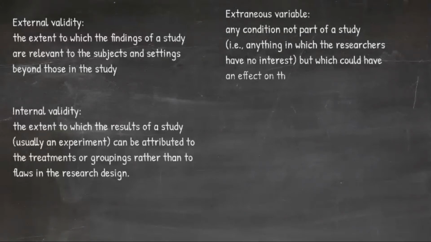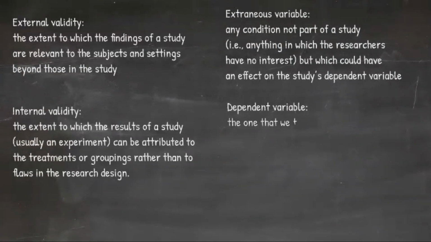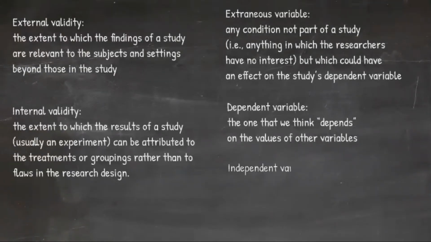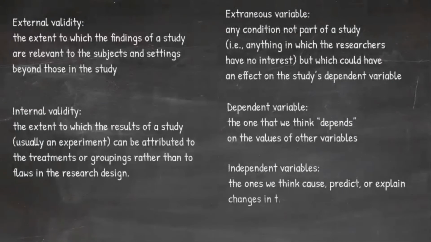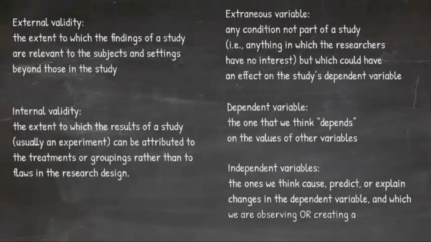Not extraneous are the dependent variable, the one that we think depends on the values of other variables, and the independent variable, the one we think causes, predicts, or explains changes in the dependent variable, and which we are observing or creating a difference in to see if this influences the dependent variable. My preferred term for the dependent variable is outcome variable, and my preferred term for the independent variable is predictor variable.